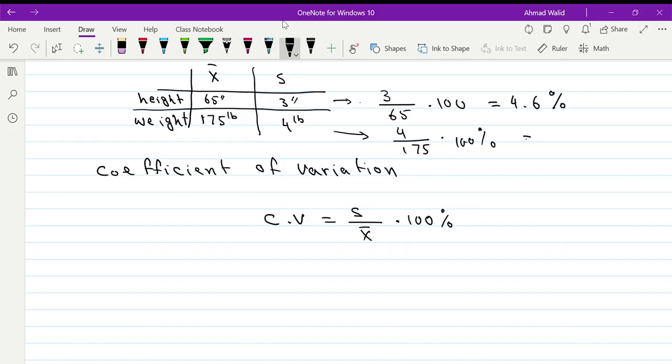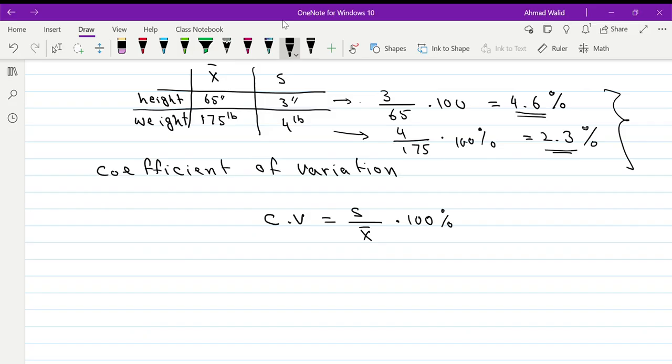In the second one, if I calculate, it will be 4 over 175, correct, times 100%, which gives you 2.3%. Now you can talk about which one has more variation. Your first example has more variation because it's 4.6. This number is larger. Here you have 2.3. This number is smaller. You can talk about variation of two different data sets only and only when you are looking at the coefficient of variation. You have to change it first to a percentage, then you can talk. Other than that, you cannot compare two different sets of data.